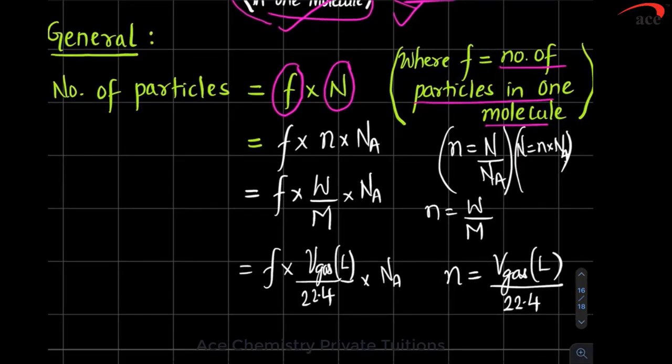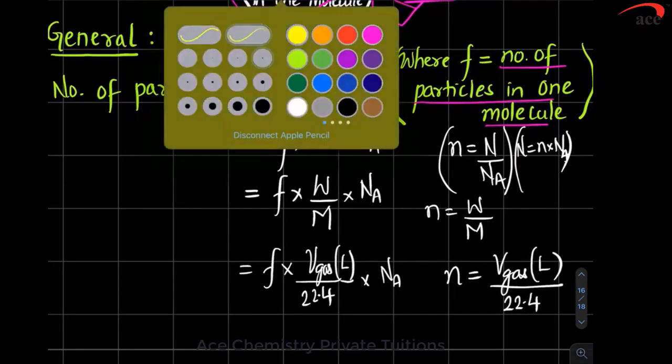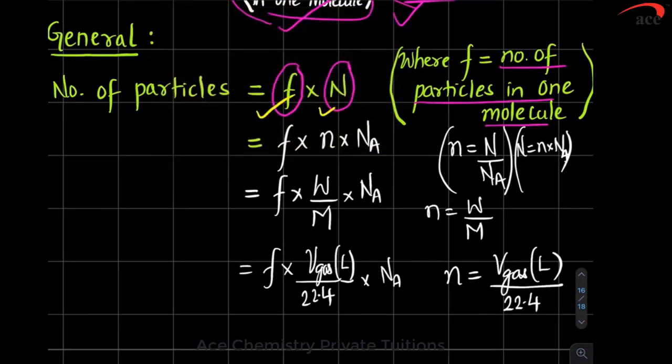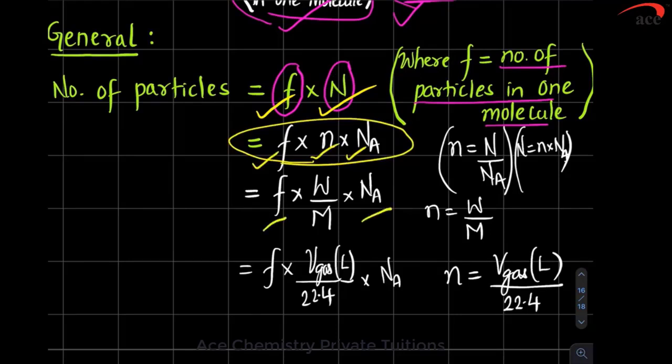So what you can remember is number of particles is given by the formula factor multiplied by number of molecules, or better, factor multiplied by number of moles multiplied by Avogadro number. That formula remains there only. Only for number of moles we write down weight upon molar mass, or we write down volume upon 22.4.